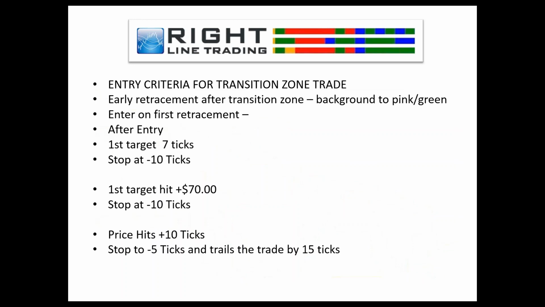Now, let me talk a little bit about the entry criteria for a transition zone. We always trade a retracement and then a continuation. Why? So that we don't walk into a retracement or walk into consolidation. We want the retracement to already have occurred, and what we're doing is taking a continuation. The same is true at a consolidation.